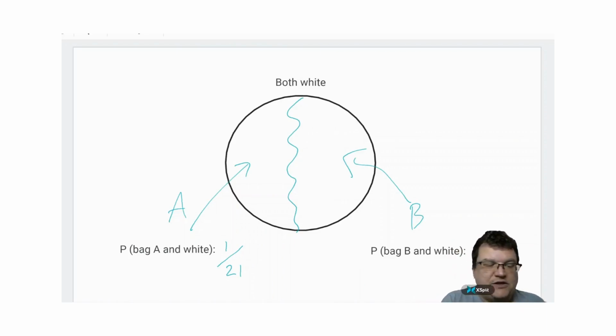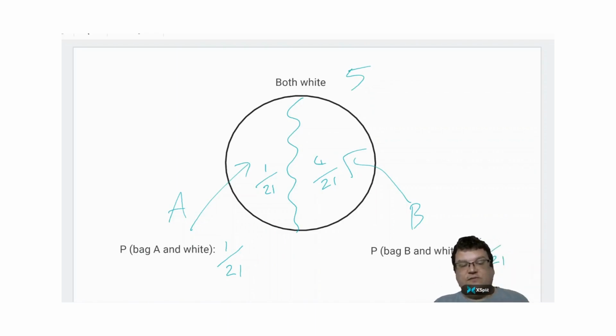So if we compare these two probabilities, 1 out of 21 and 4 out of 21, you can kind of think of this as saying if you ran this experiment 21 times, we would get 5 outcomes where they're both white. And of those 5, 1 of them would have come from bag A and 4 of them would have come from bag B. So comparing those proportions, we get our answer of probability of A given B being 1/5.